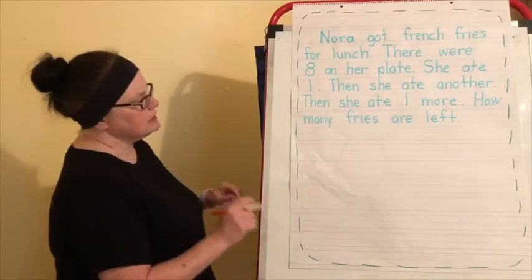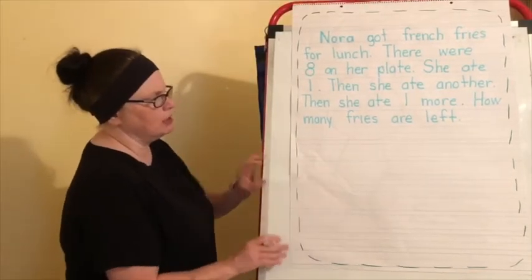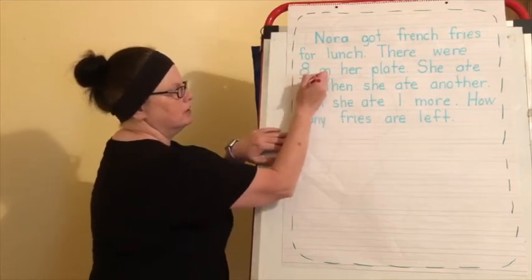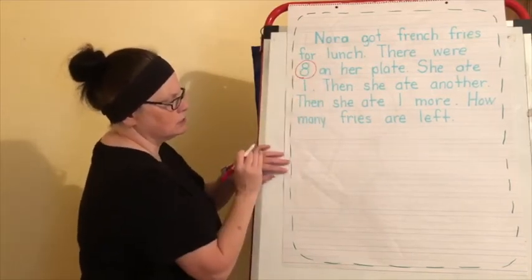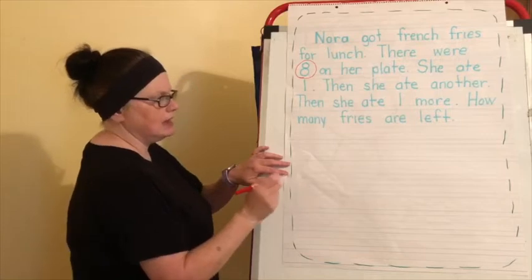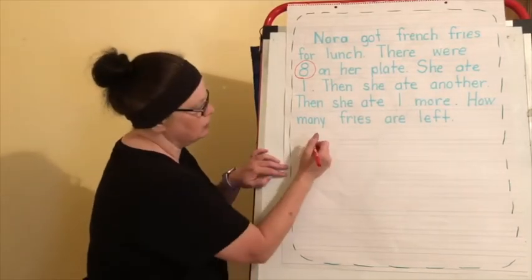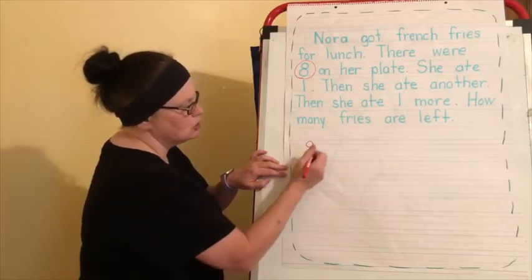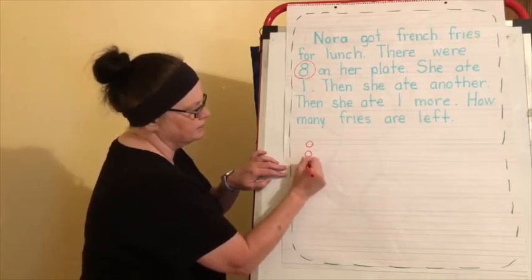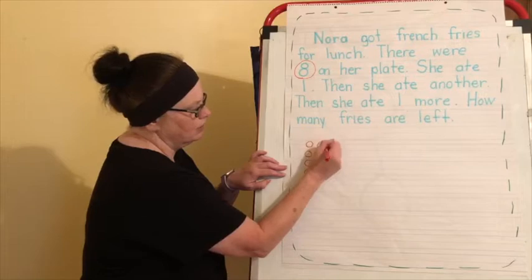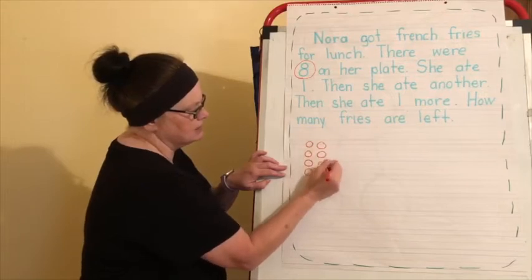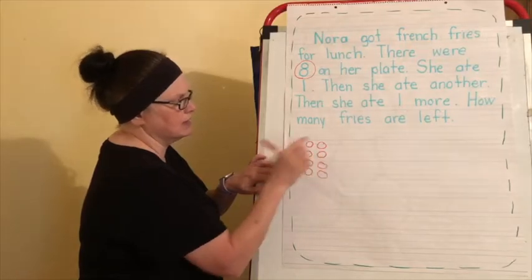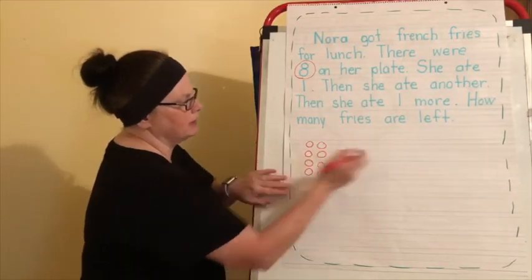All right, so we're going to need to make ourselves a picture to help us out. Now I know how many she started with is 8. So the first thing I'm going to do is make 8 French fries. I'd like you to do this along with me. And of course, when we're doing math, we don't try to make fancy pictures. Circles work great. All right, so I'm going to make 8. I'm going to count to make sure I have 8. 1, 2, 3, 4, 5, 6, 7, 8. All right, so she has 8 on her plate.